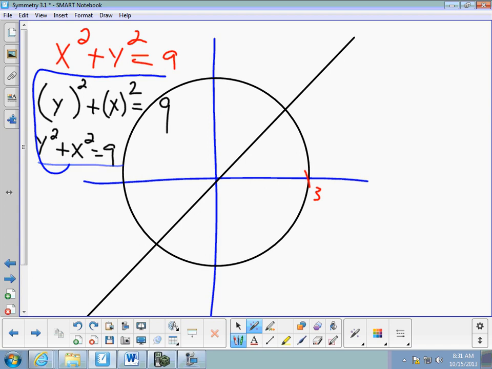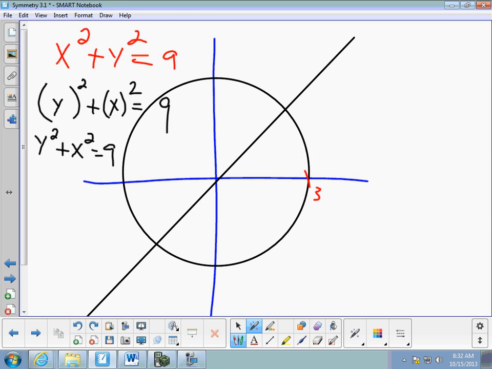It's in reverse order, but that's the same thing, right? 2 plus 3 and 3 plus 2, it doesn't matter how you add things up, it's the same thing. So if I go y squared plus x squared, that's the same thing as x squared plus y squared. What I've just done is shown, proven, verified, pick your word, that this equation is symmetric with respect to the line y equals x. Oh, by the way, that circle is symmetric with respect to everything we've just talked about.